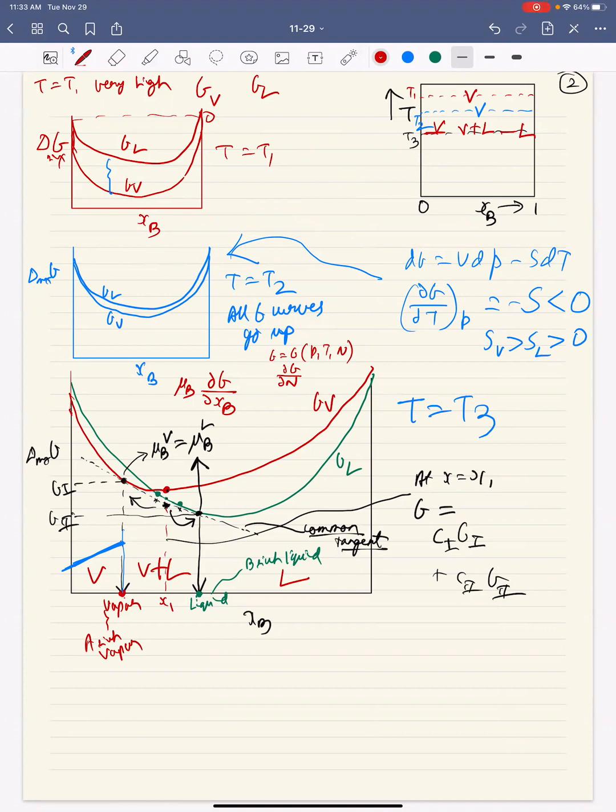Let's imagine an extremely low temperature, T equal to T5. And then we will come back to an intermediate temperature, T equal to T4, okay? So at T equal to T5, if we make the temperature very, very low, which curve will be higher? At very, very high temperatures, vapor was lower than liquid. At very, very low temperatures, which curve will be lower?